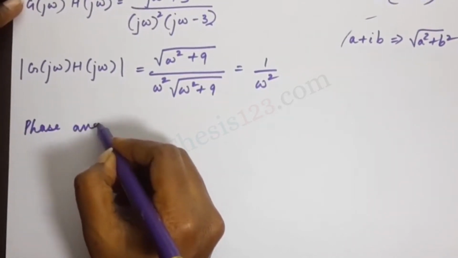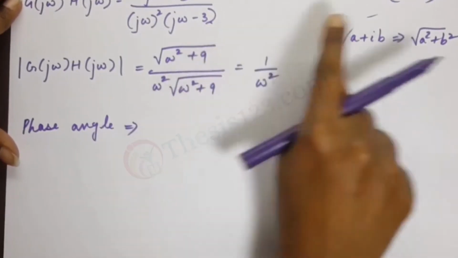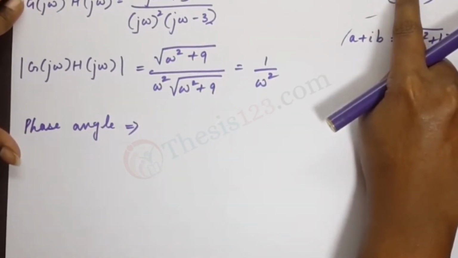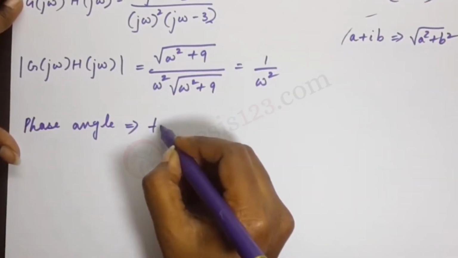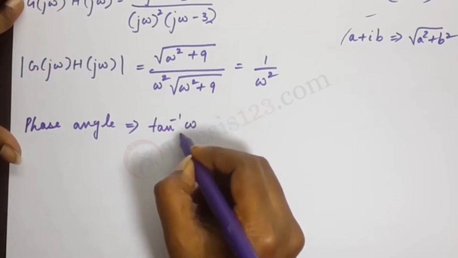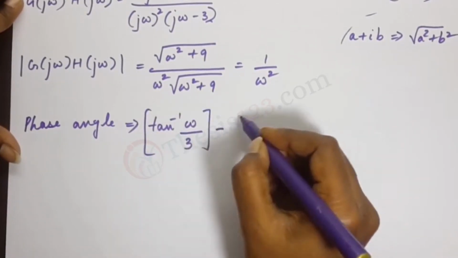So we have the phase angle to be calculated. Okay, so we start with the numerator. The numerator is s plus 3. So s plus 3 can be written as tan inverse of omega divided by 3. So this is our numerator.